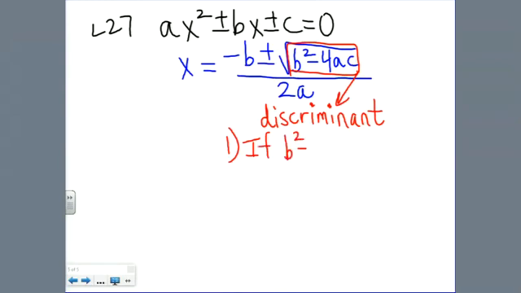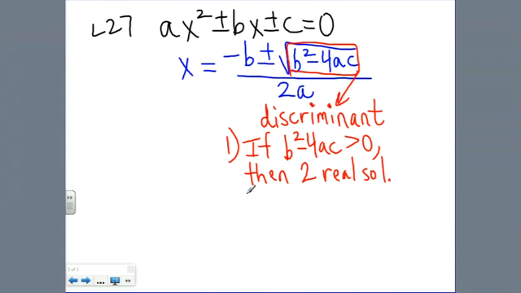If your discriminant is greater than 0, then you should get 2 real answers or 2 real solutions. And this could involve just regular numbers, or a square root might be thrown in. So if the value under the radical is positive, then anticipate 2 real solutions.